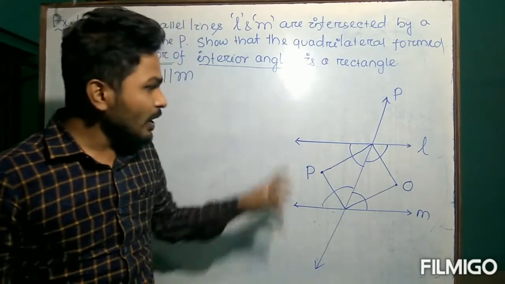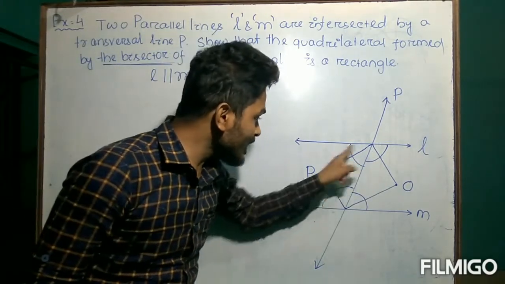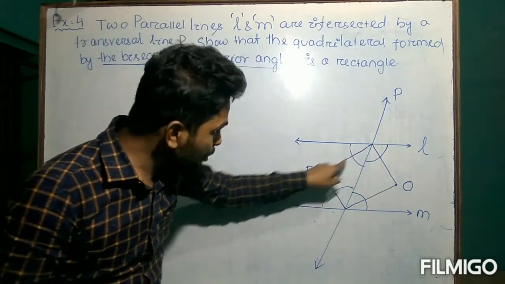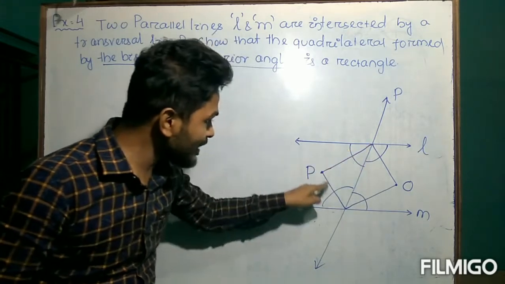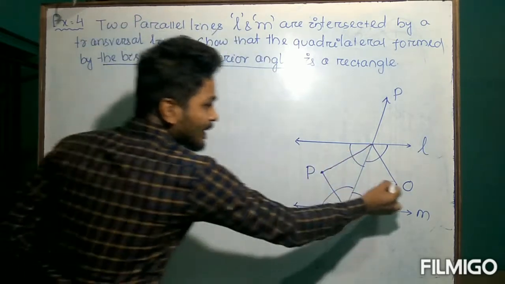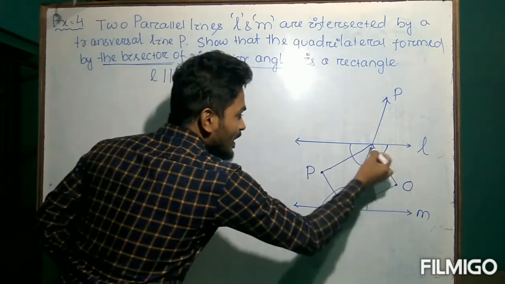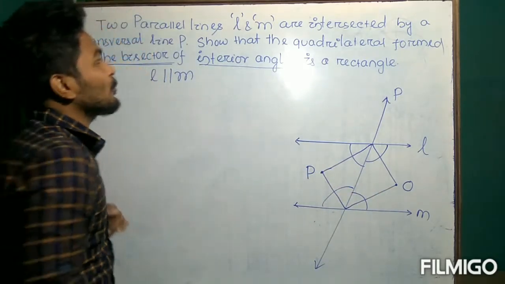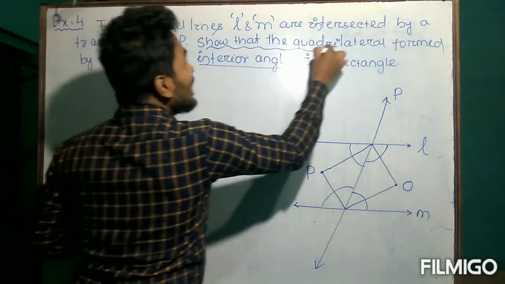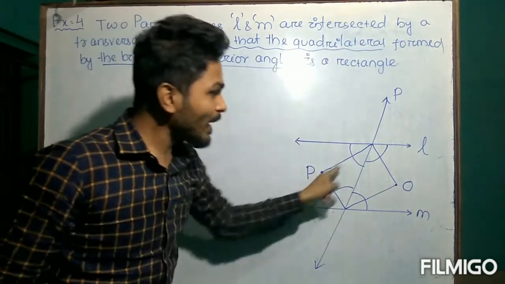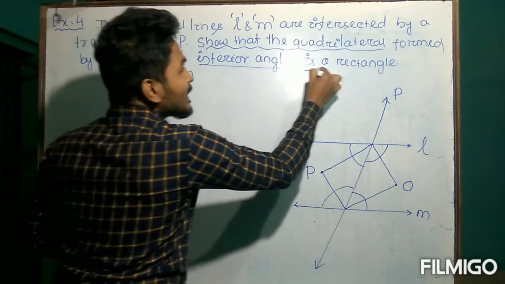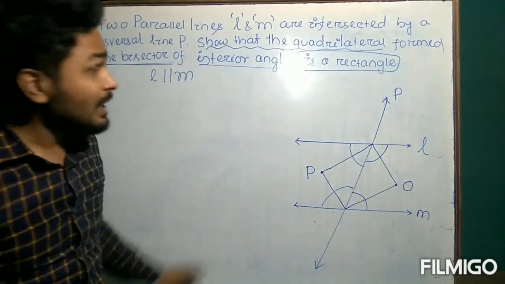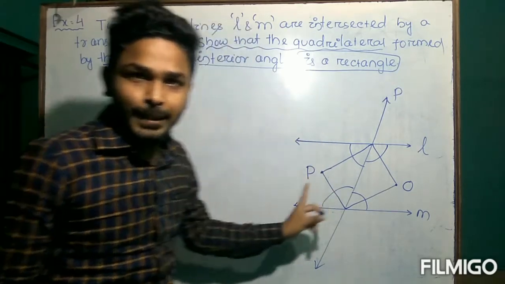Now, whenever I draw the angle bisectors of all 4 interior angles, you can see a quadrilateral is formed, isn't it? This is a quadrilateral. Now we have to prove that the quadrilateral formed is a rectangle. So now do you understand the question clearly?